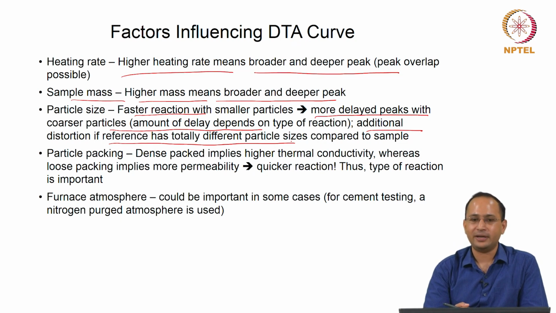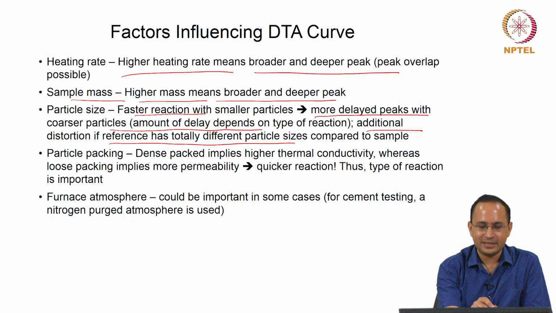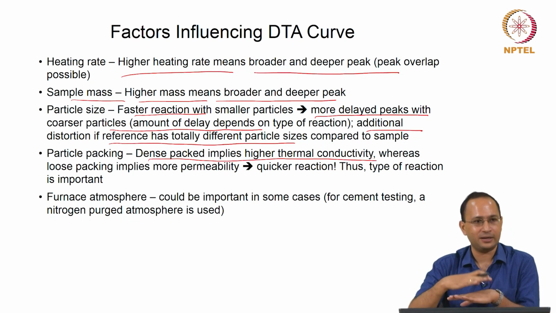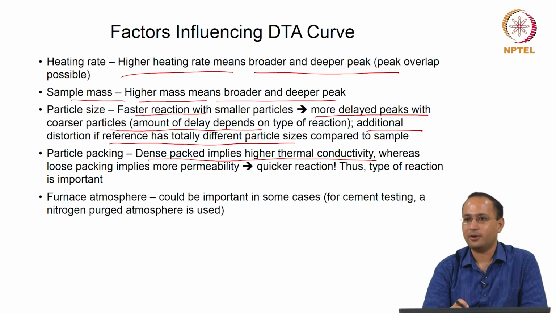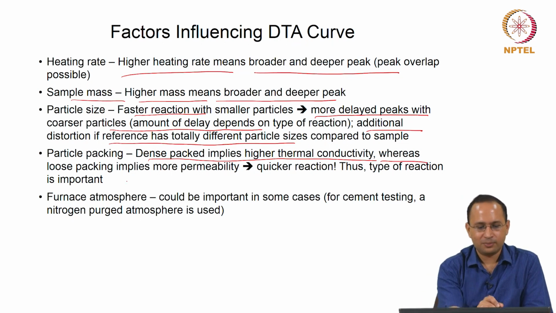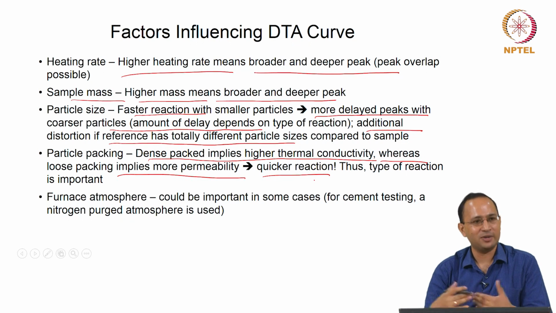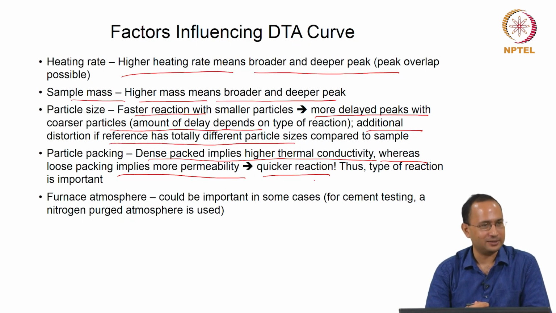Particle packing, how does it affect the DTA curve? See, dense packing implies higher thermal conductivity. If you are packing something densely, that means you have a higher thermal conductivity, right. Whereas loose packing implies more permeability, right. So higher thermal conductivity might lead to quicker reaction. Thus the type of reaction is important.